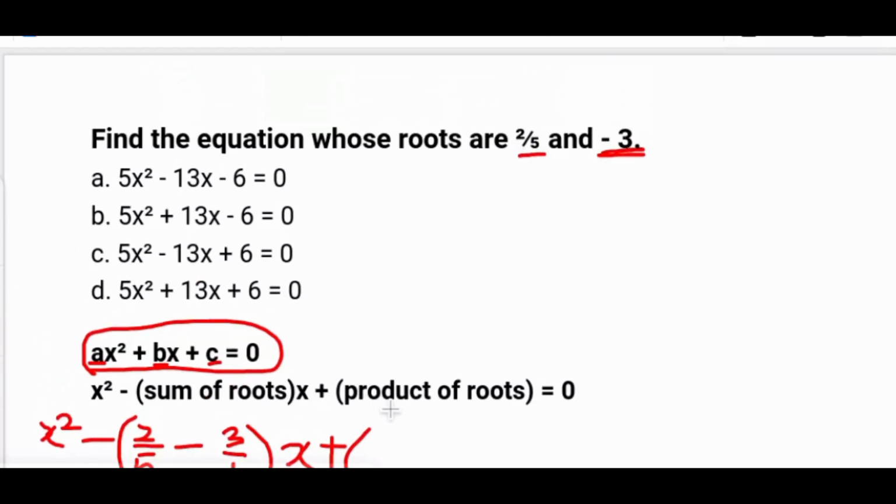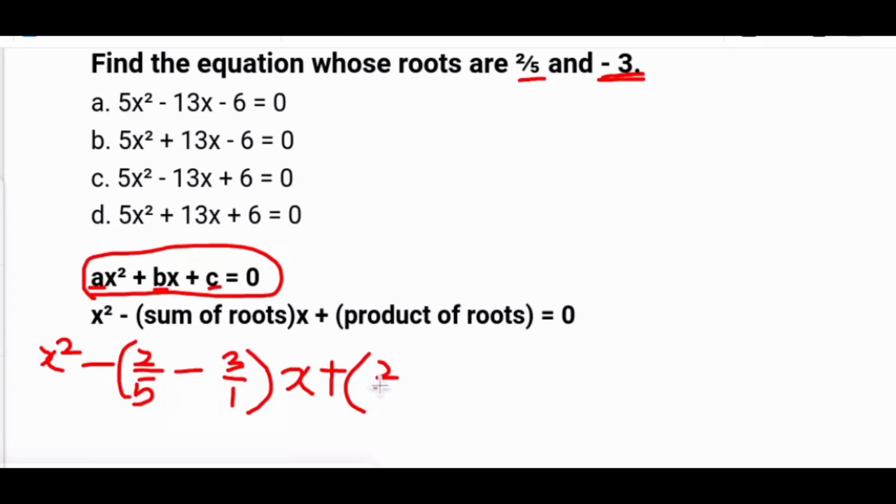Open a bracket. The product of the roots means I'm going to multiply 2/5 and -3. That is 2 over 5 multiplied by -3. So that's what you're going to write here. Do not forget the format is x squared minus sum of roots x plus product of roots equals 0. Once you're done writing that, you just need to close your bracket, and then make it equals 0. Note that every quadratic equation equals what? 0.